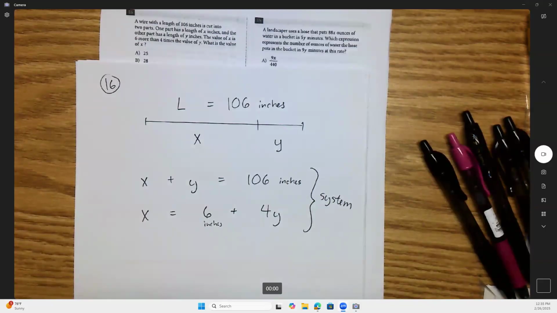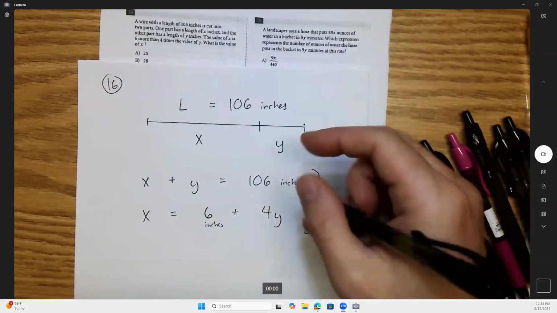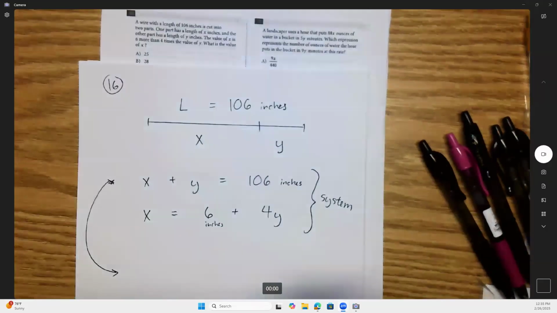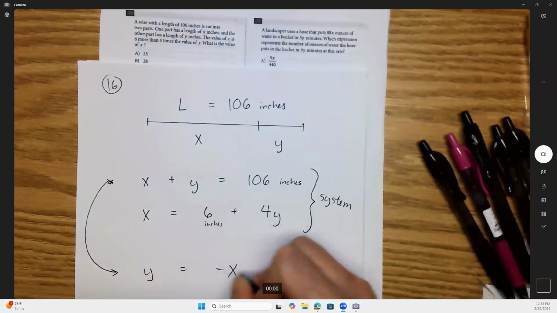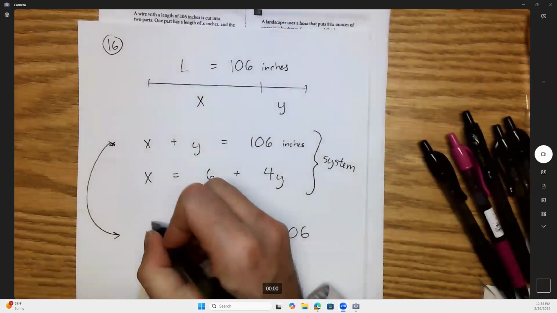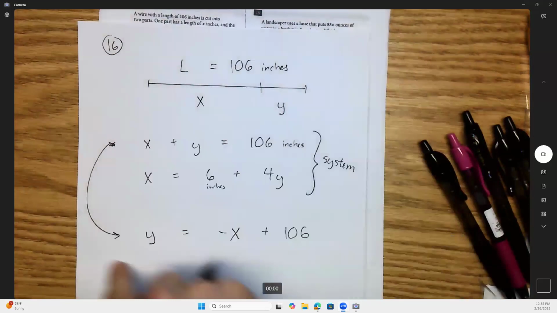Do I do substitution or elimination? Sure, let's do substitution. If I do substitution, I could take this top equation. There's like 10 different ways to solve this. I could rearrange this to get y equals negative x plus 106. Isn't that true? I'll drop the unit eventually. Because then everybody sees where that comes from, right? Just take the top one and rearrange it.